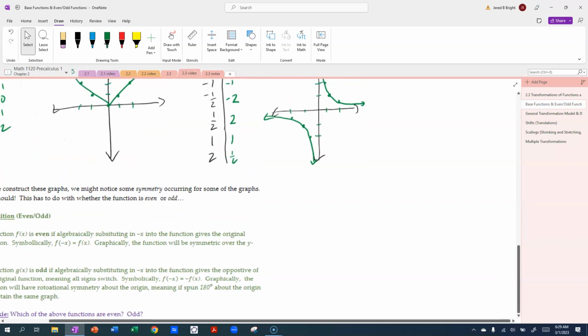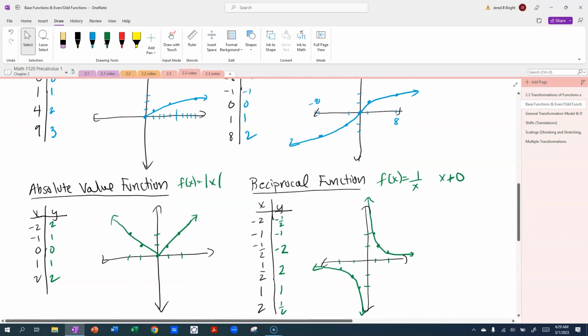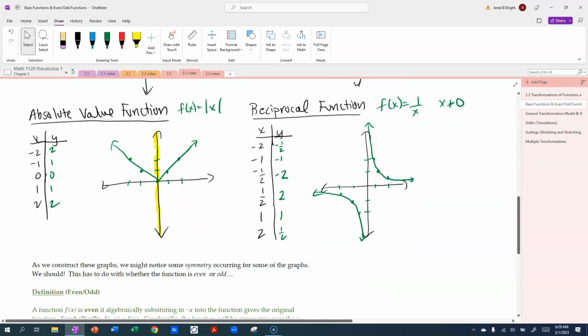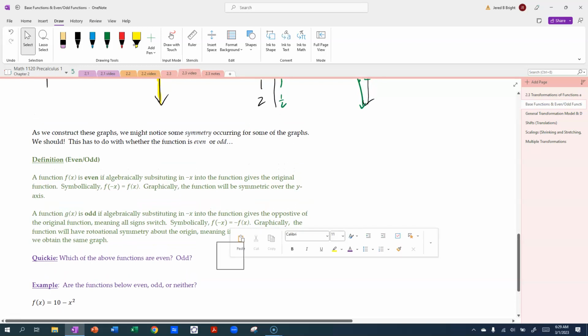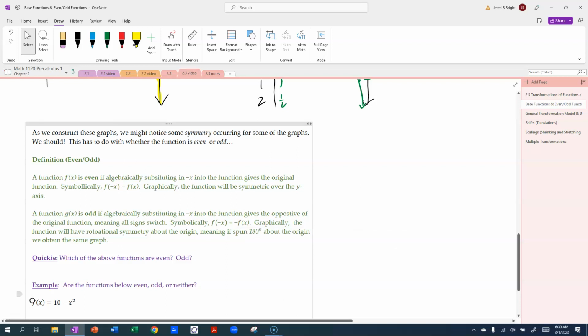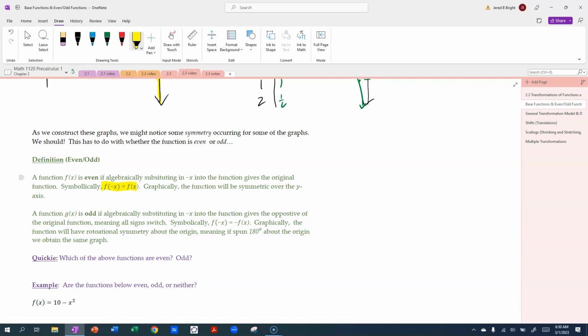Okay, and with these, you might have noticed that at least in the absolute value function, we have some symmetry going on, right? Like if we were to fold along the y-axis, that thing would fold on itself. Okay, when we do that, that's a feature of a function that's even. Okay, and so you see the definitions here. We have f of x is even if, and symbolically we would substitute a negative x into the function, we get out just positive of the function. So the negative deletes effectively after we simplify. Okay, and then we get symmetry over the y-axis.